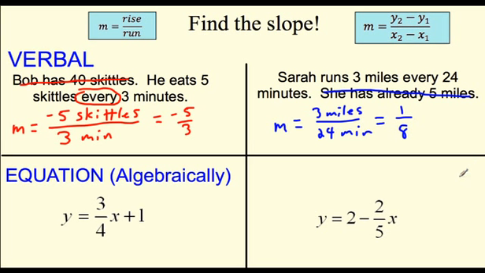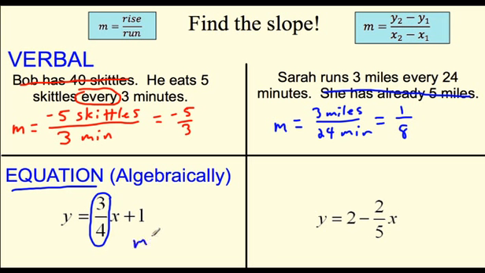So that's verbally. What about algebraically? Well, algebraically in this case is going to mean let's look at the equation. We're going to talk more in depth about equations in the next section. But for now, I want you to be able to look at this equation and recognize where the slope is. The slope is the number in front of x. So for now, it's just saying, oh, I know what the slope is. It's the number right in front of x.